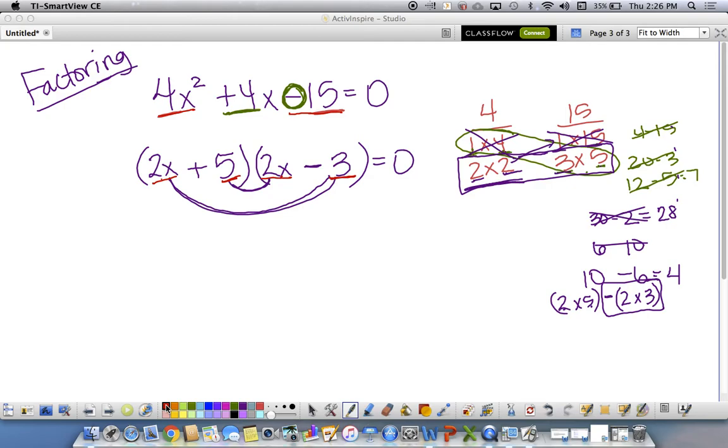Yes, it does. Now the piece that I write down generally is my inside and outside, my O and my I. My inside, 5 times 2x gives me 10x. 2x times negative 3 gives me negative 6x. When I add those, do I get the middle piece of a 4x? And I do. Okay? That is my long method of guess and check for factoring.